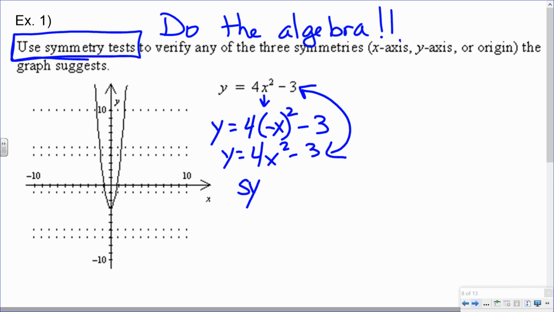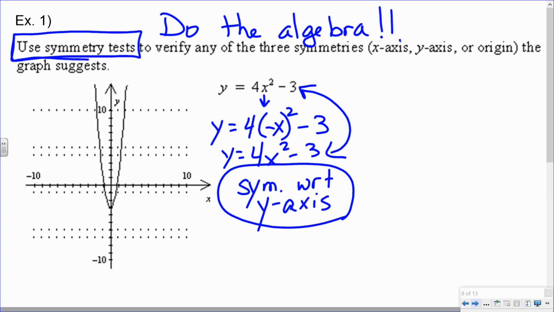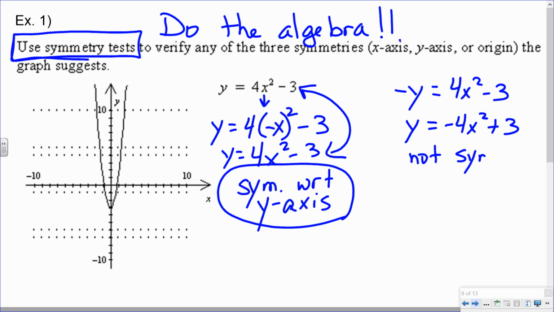So symmetric with respect to, since we changed the x's, the y-axis, making sure I can read that that's a y. Started to do all of the tests for me on the homework. So now we're going to change y to minus y. So we have minus y equals. We'll keep everything else the same. And is there any way I can make that be y equals 4? Let's see, if I multiply both sides by -1, I get y equals negative 4x squared plus 3. There's no way that's going to match. So as you suspected, not symmetric.